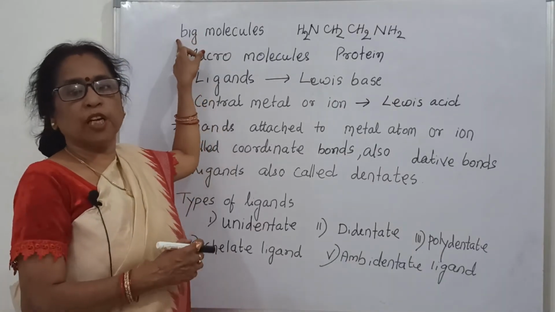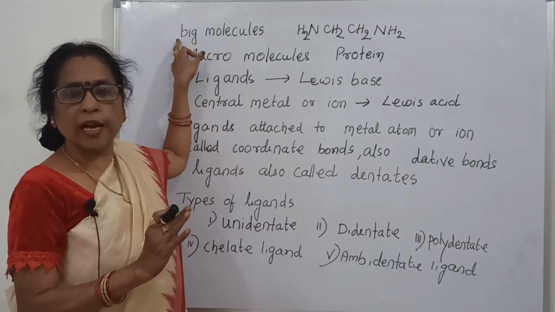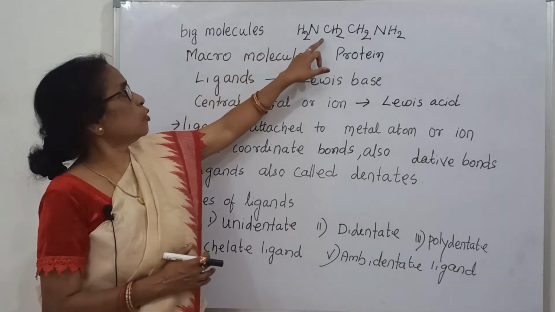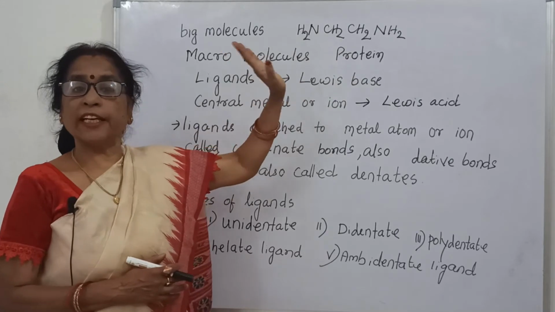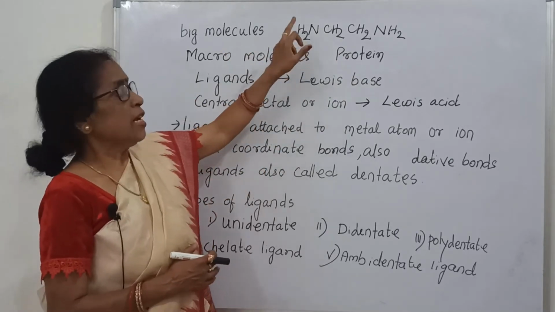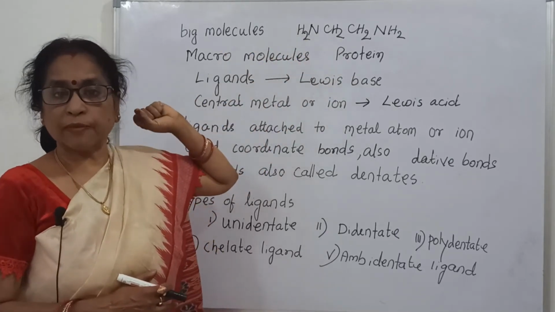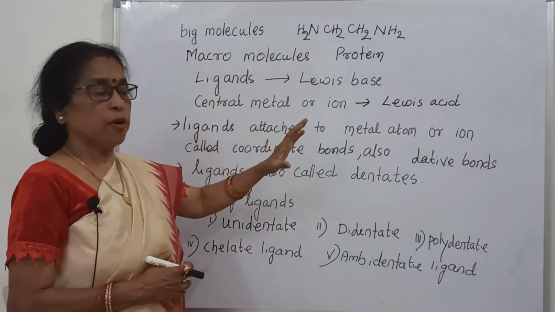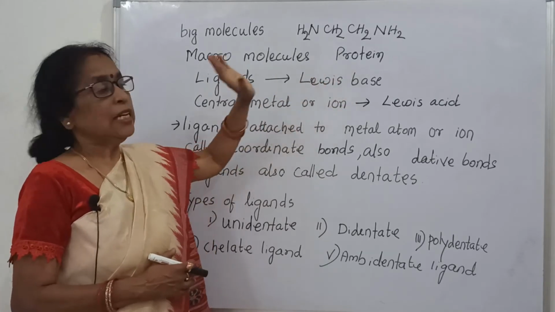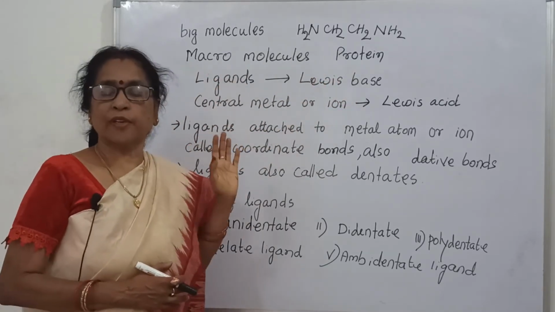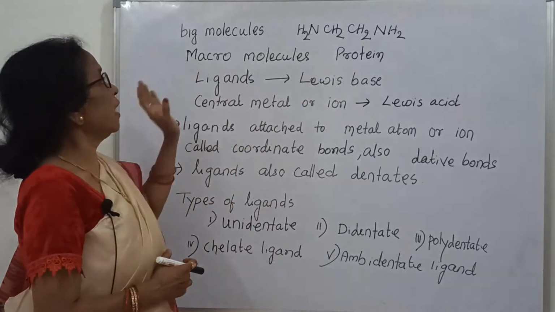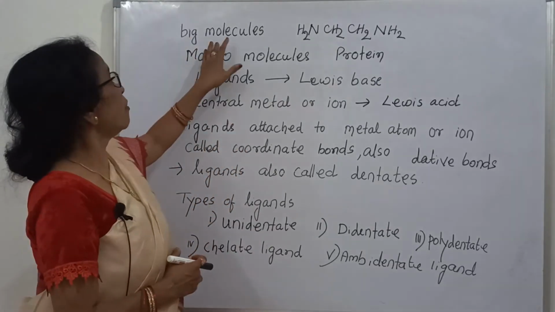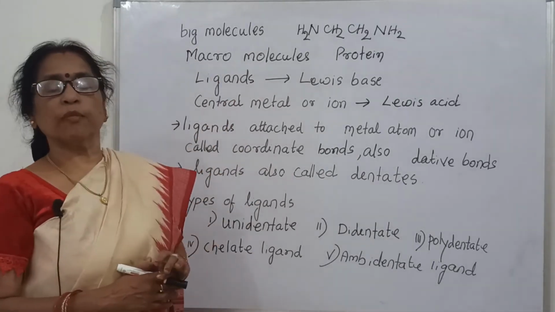Here we will see big molecules and small molecules, chloride and cyanide. Big molecules: NH2 CH2 CH2 NH2, ethylene diamine. What is the name? Ethylene diamine. It is also one type of ligand, a big molecule. Then macromolecules, very big molecules, for example protein. That means these are the different types of molecules: first simple molecules, then neutral molecules, big molecules and macromolecules.